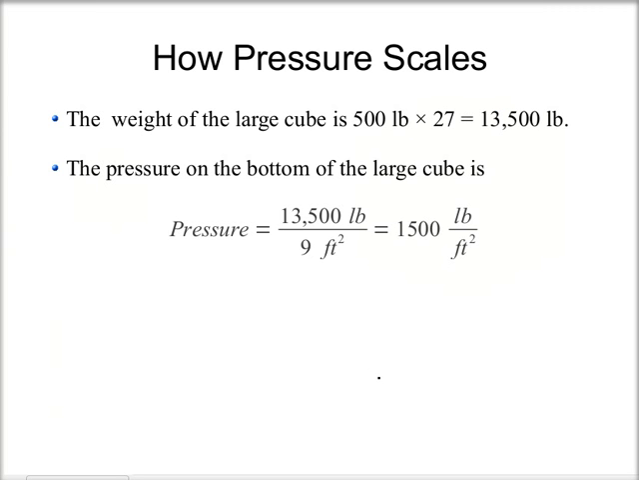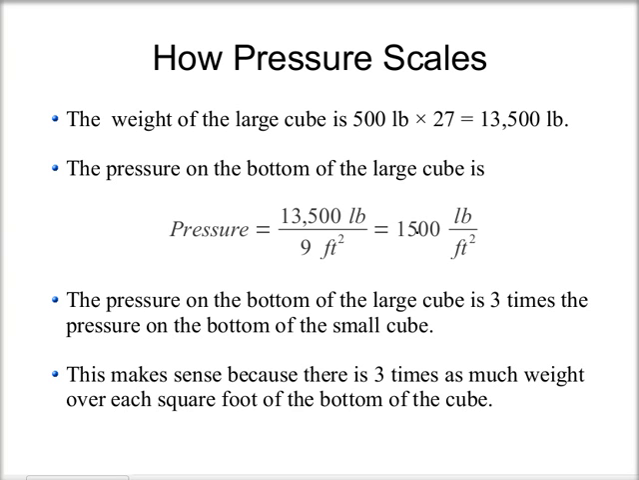So continuing on, I can calculate the pressure on the bottom of the large cube. Again, pressure is weight divided by area, so I know the weight of the large cube is 13,500 pounds. And the area of the bottom of the large cube is 9 square feet. So if I divide that, that's going to give me 1,500 pounds per square foot as the pressure on the bottom of the big cube. And if we remember, for the small cube, I had a pressure of 500 pounds per square foot. So the pressure on the bottom of the large cube is 3 times the pressure on the bottom of the small cube.